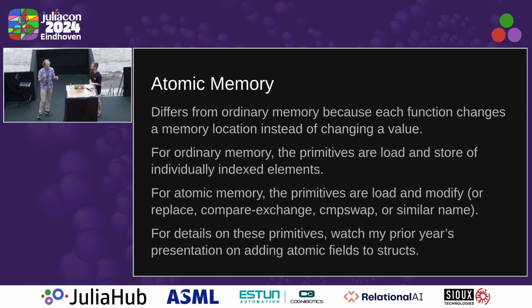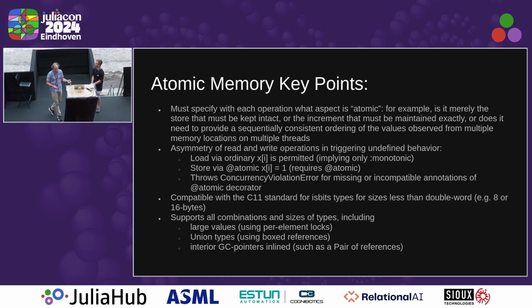We added similar things last year, so you can refer to my talk last year on adding atomic declarations for fields of structs. So if you had a mutable object last year, you could specify that one of the fields or several of the fields were atomic. But now we have the ability to specify that an arbitrarily sized memory is atomic. And so that should allow us to write some new algorithms that we weren't able to write before directly in Julia.